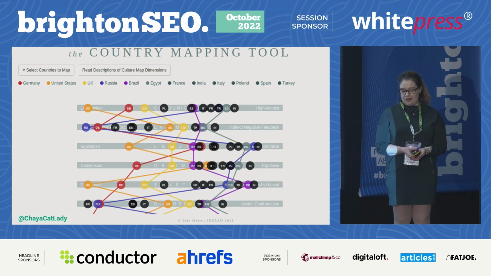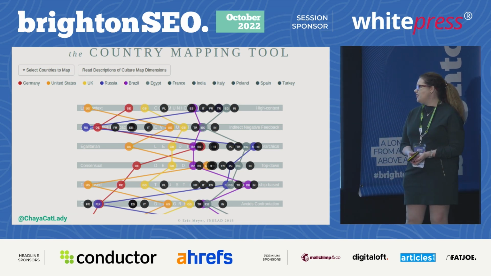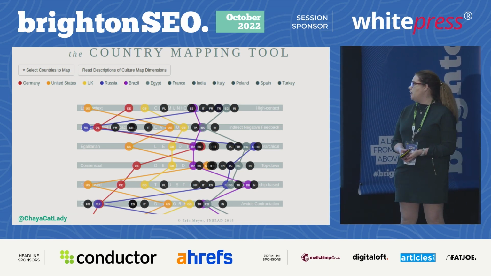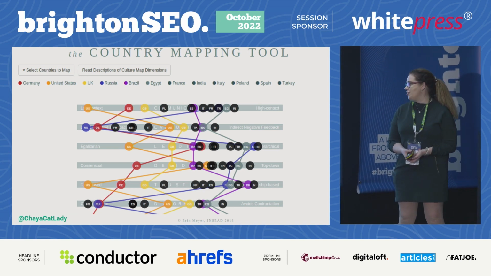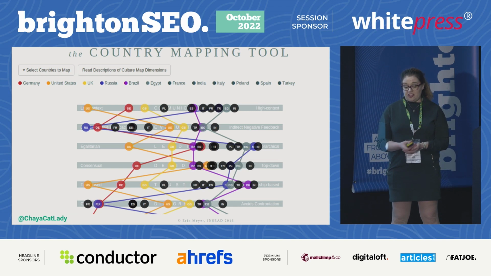If you take a look at how culture actually impacts things, let's look at the country mapping tool by Erin Meyer. You're probably thinking, what the hell does that have to do with SEO and why is it important? But if you take a look at the top, you can see communication. The way people communicate is really important because when you're writing marketing copy, you have to make sure it resonates with people in different countries.